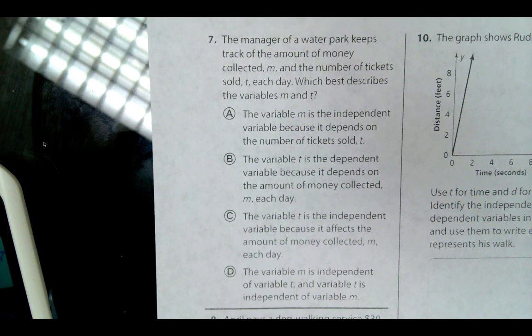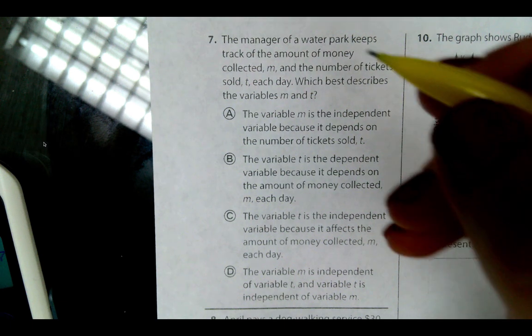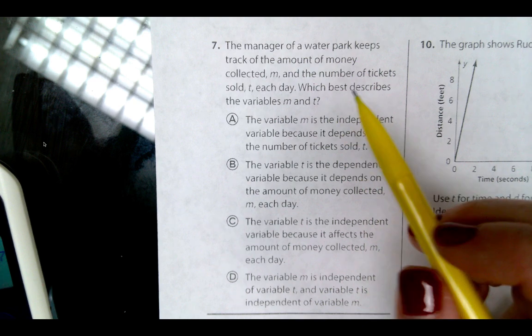All right, the manager of a water park keeps track of the amount of money collected, M. So I would write down, oh my gosh.